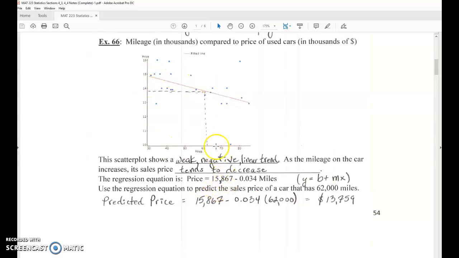Be careful when you're looking at this graph. It doesn't look like the y-intercept's at 15,867 because notice neither the x nor the y are starting at 0. So you really can't see the y-intercept on this graph, if that was confusing you.